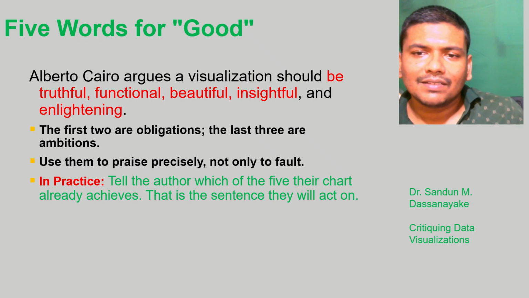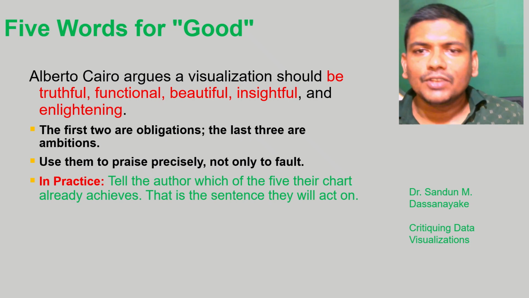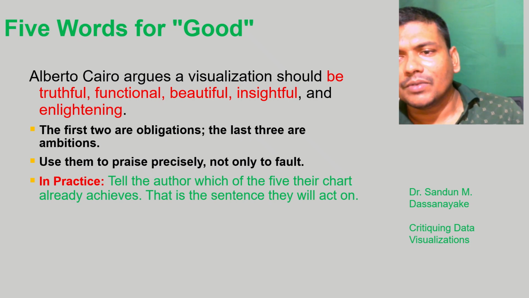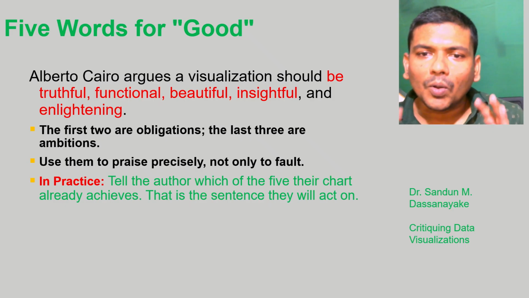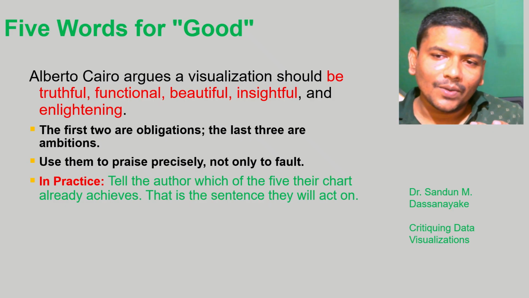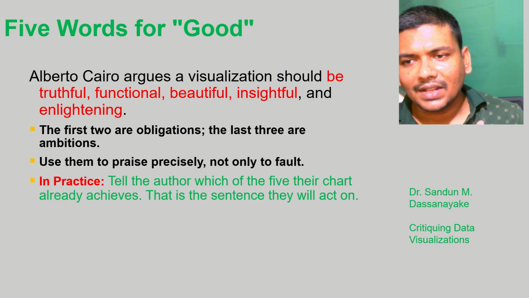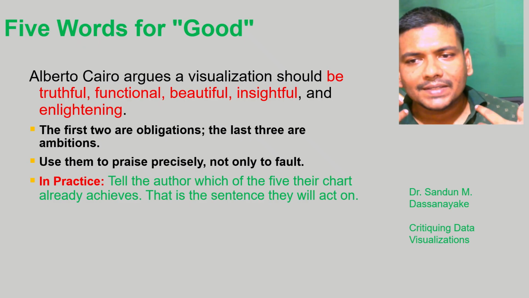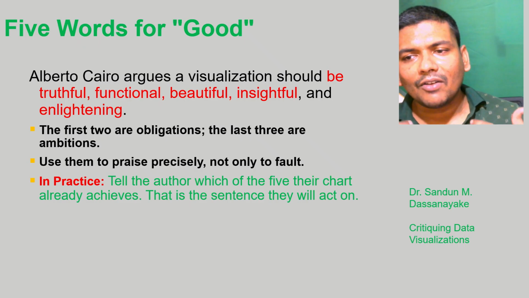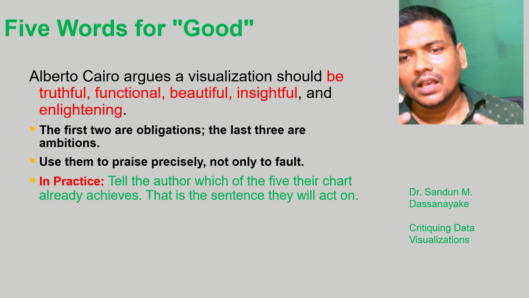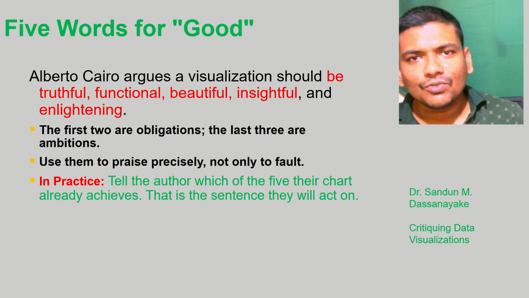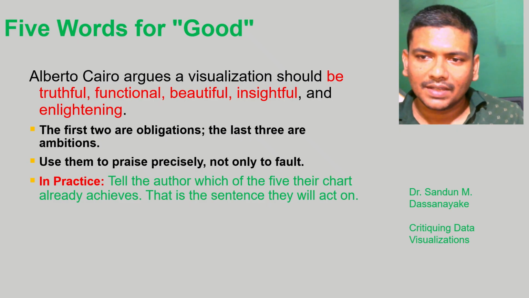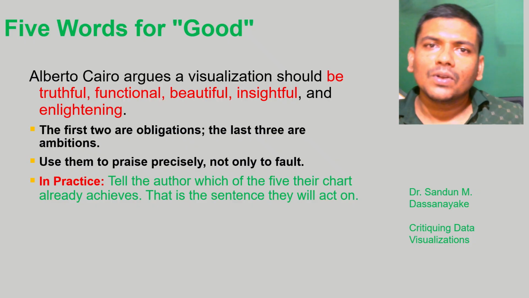Use this list the way a good reviewer uses any rubric: to be specific about what already works. If you tell an author their chart is truthful and functional but not yet insightful, you have told them precisely where the next hour of effort should go. Vague praise is as useless as vague criticism and considerably more common.